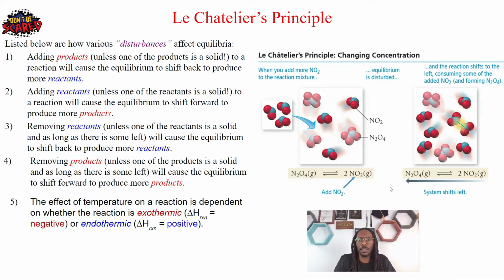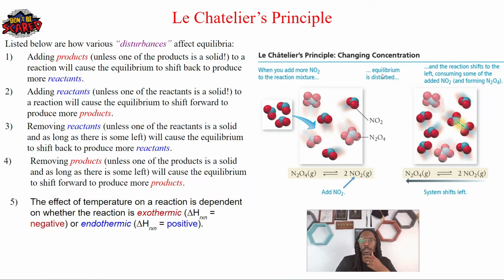So if we look over here, let's look at this example. Let's say I got N2O4 giving me 2NO2. We can see right now I got my NO2 and N2O4 going around, and it's currently at equilibrium, so the reaction's over. Let's say, though, I decide to add more NO2. I decide to add more products. If we add products to a reaction, it's going to cause our equilibrium to shift back to produce more reactants.